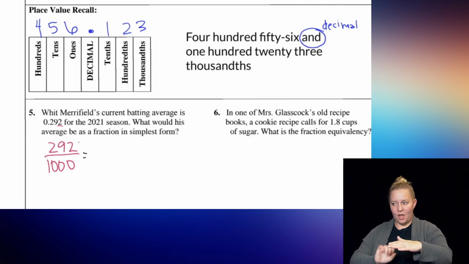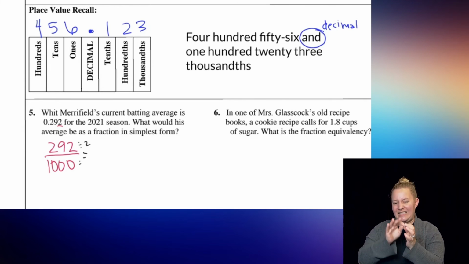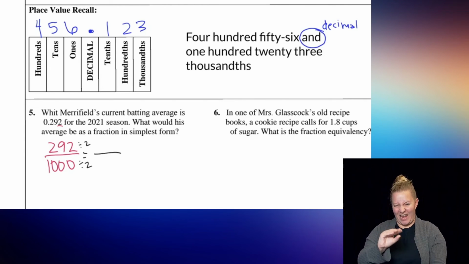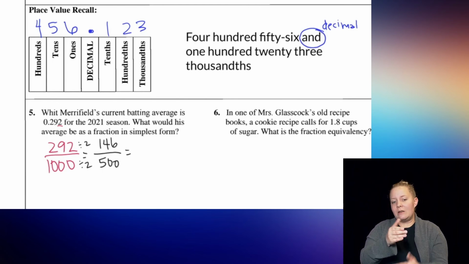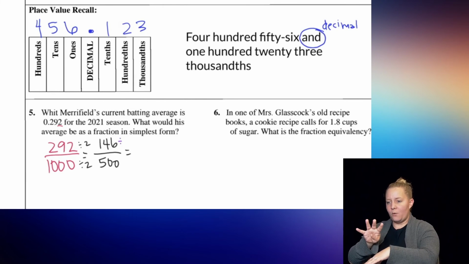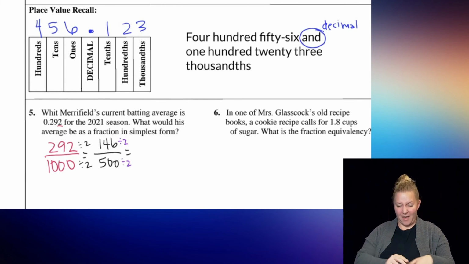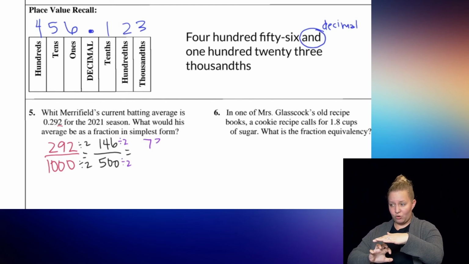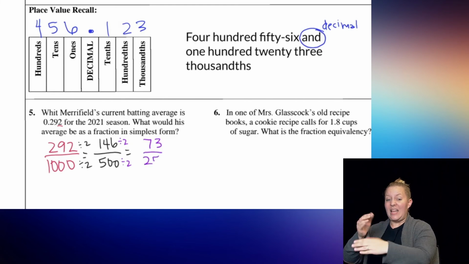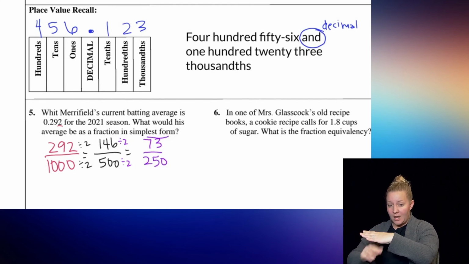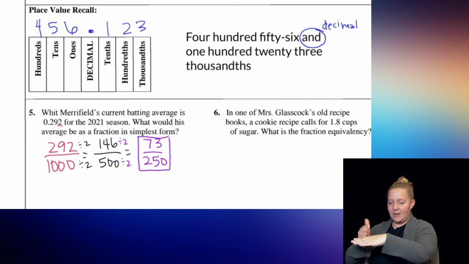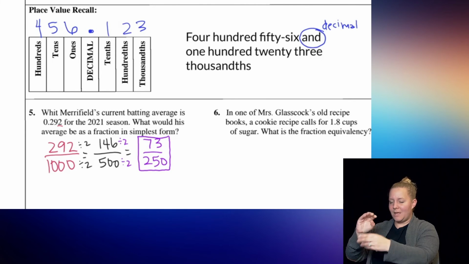Because both these end in an even number, I know that they are divisible by 2 because they're even. So 292 divided by 2 is 146 over 500. And then yet again, I do this again because I see that they're both even. Divided by 2, divided by 2. I end up with 73 over 250. And I know that I'm done because 73 is a prime number, which means that there are no other multiples of 73 besides itself and 1. So you just go ahead and box that in.